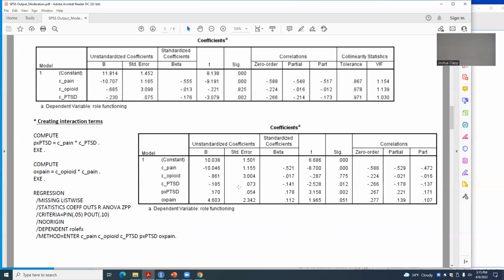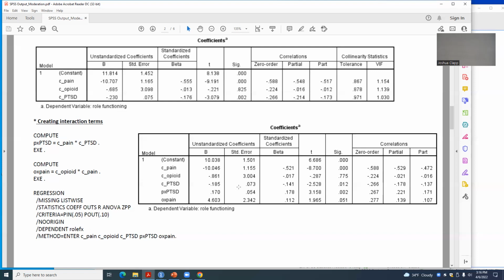What's our pain variable here? What did we do to our pain variable? What's the C at the front of it? Centered. Okay. And for our centered pain variable, what does 0 represent? Someone help her out? The mean, right?